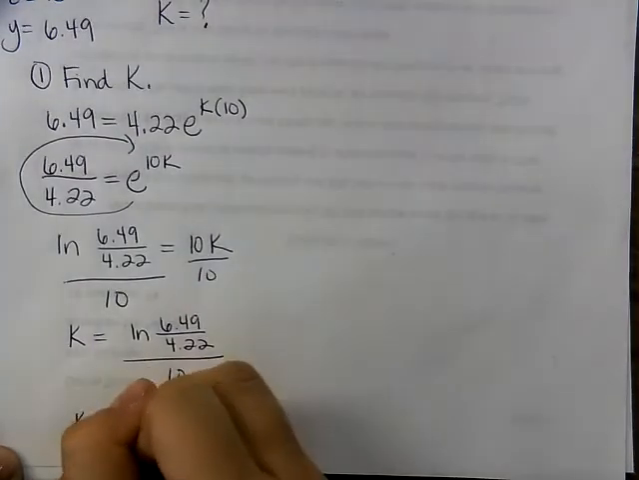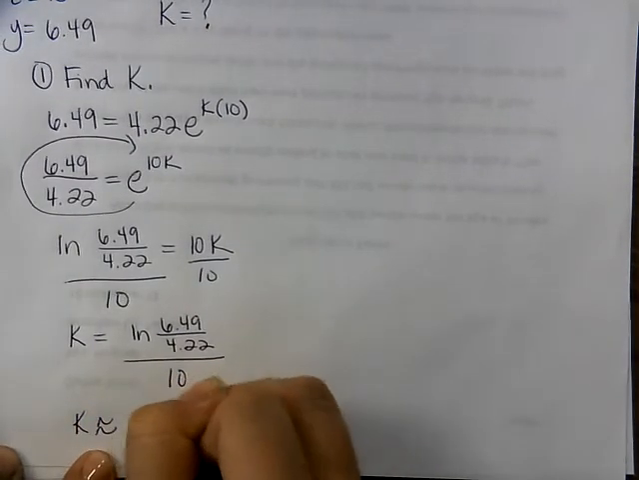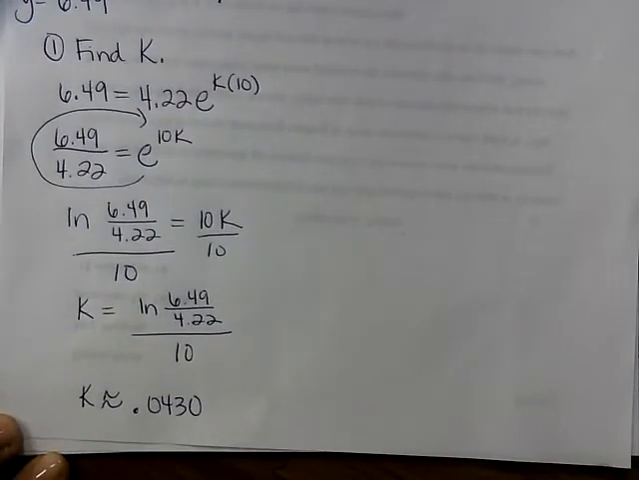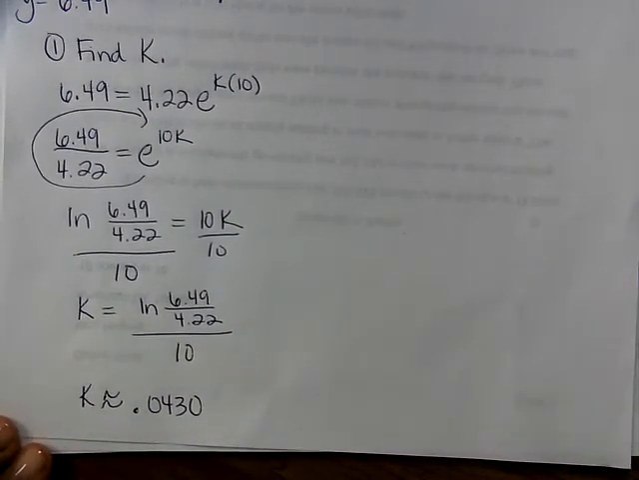Yeah, what did you get? Yep. So, did everybody get that? Okay, now we're going to come back to this idea of k not being rounded in a little bit. But for now, we're just going to use our constant k value of 0.043.